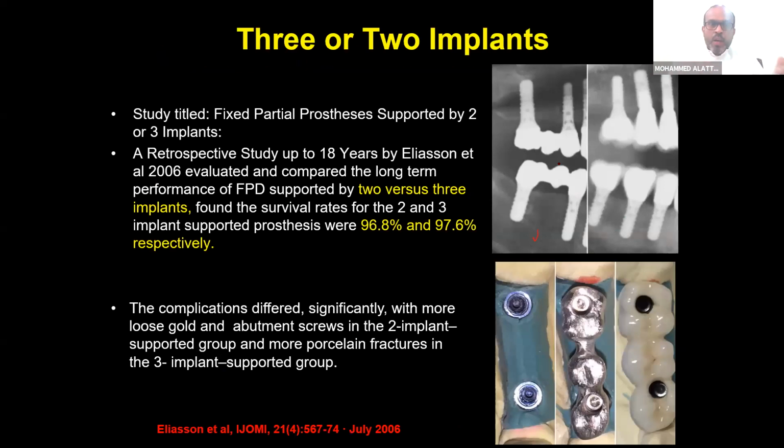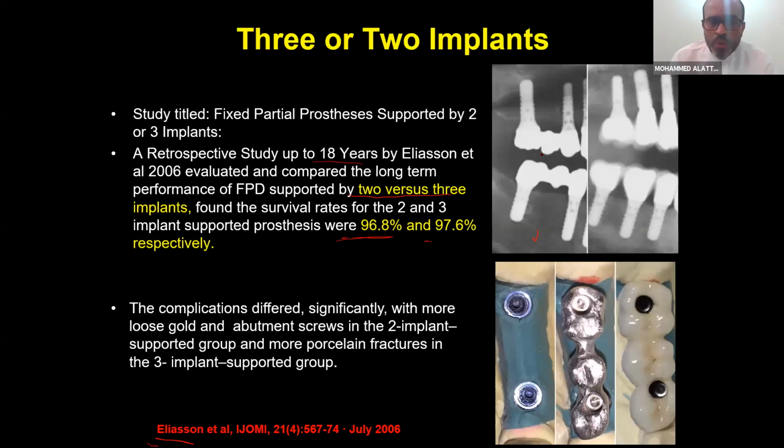Eliasson did a two-year comparison study between two and three implants. What they found is that there is no difference, about 96 and 97% between the two or the three implants that you replace. There is no difference, but there are some factors we really should think about when deciding to do a fixed partial denture or to replace each missing tooth.